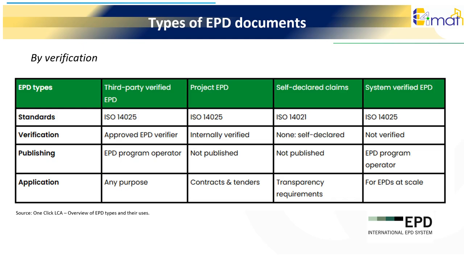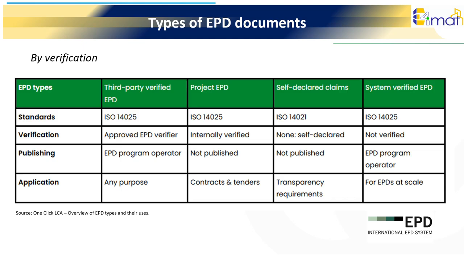Next, project EPDs. These are created for specific projects or contracts. They are verified internally, rather than by a third party. Project EPDs help companies manage environmental impacts at the project level and are marked internally verified. They allow wider adoption of EPDs without the costs of external verification, while still complying with the relevant standards.